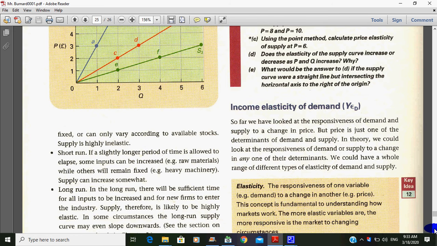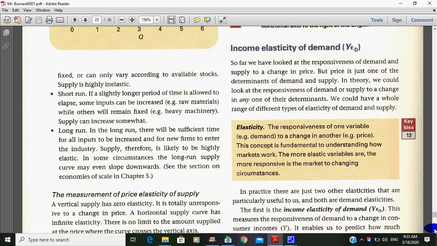Now we're going to jump across to income elasticity of demand. So far, we have looked at the responsiveness of demand and supply to a change in price. But price is just one of the determinants of demand and supply. In theory, we could look at the responsiveness of demand or supply to a change in any one of their determinants.